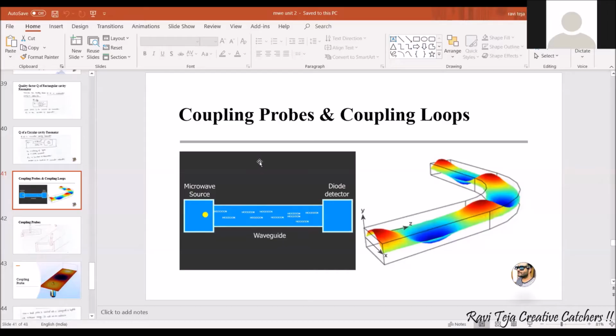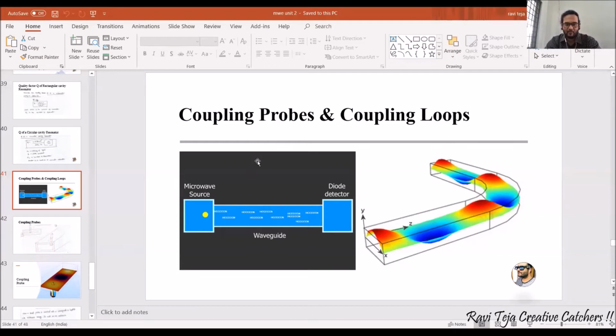So today's topic is about coupling probes and coupling loops. Okay. So what are these actually, probes and loops? How are they coupled to a waveguide? What are the reasons for coupling these probes or loops to the waveguides?